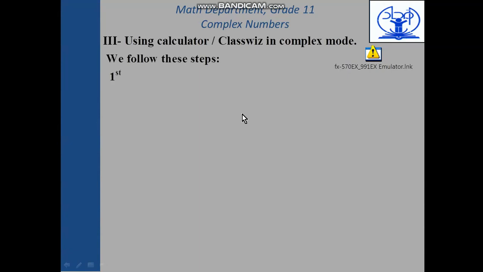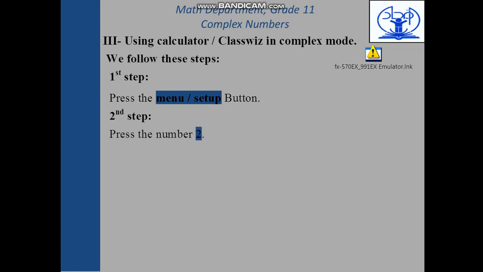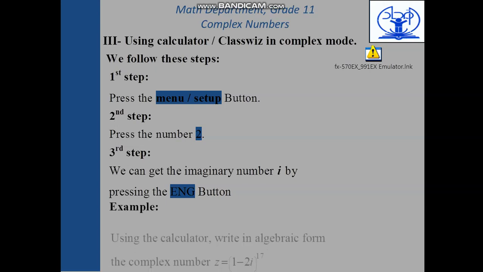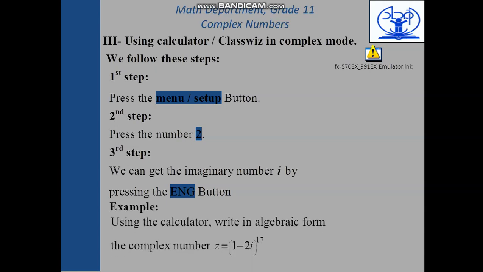We follow these steps. First step, press the menu setup button. The second step, press the number 2 to get the complex mode. Third step, we can get the imaginary number i by pressing the button ENG. Example: using the calculator, write in algebraic form the complex number z equal (1 minus 2i) power 17. Let us do it.